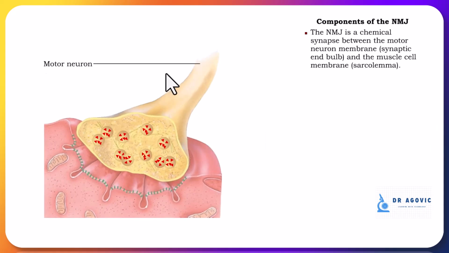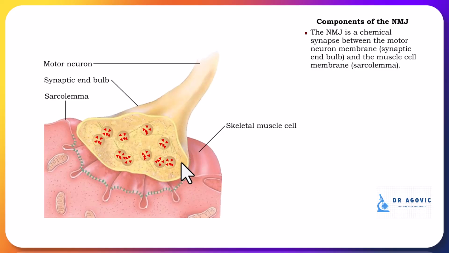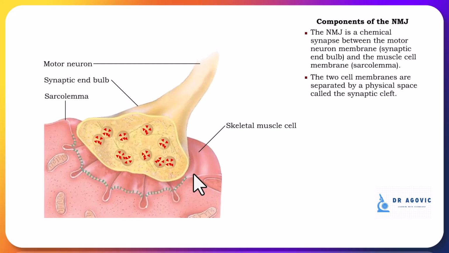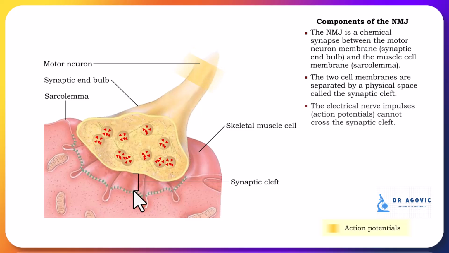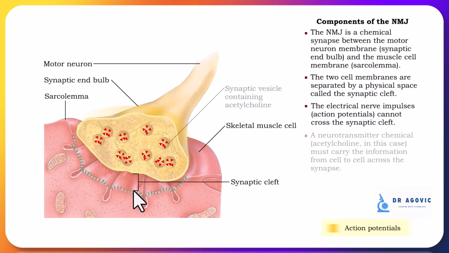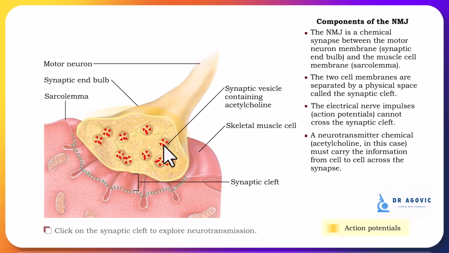The neuromuscular junction is the chemical synapse between the synaptic end bulb of a somatic motor neuron and the sarcolemma of a muscle cell. The synapse contains a gap between the two cell membranes called the synaptic cleft. Nervous impulses can only travel along membranes, so they cannot move across the gap between the neuron and a muscle. A neurotransmitter chemical that diffuses across this cleft is required to transmit the impulse in the neuromuscular junction. The neurotransmitter chemical is acetylcholine.